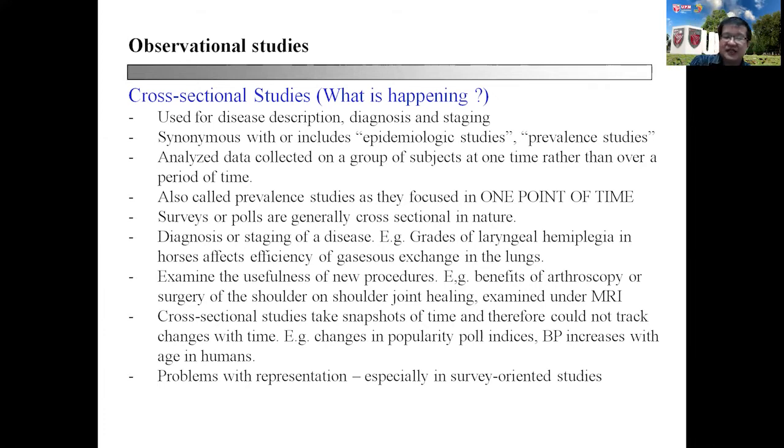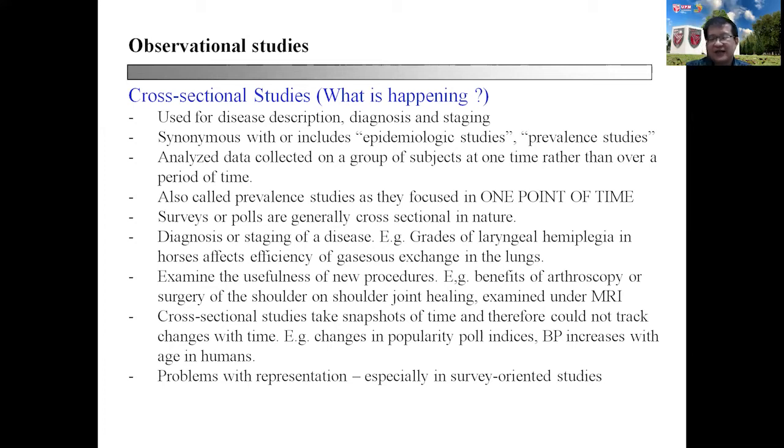So as I mentioned earlier, this is actually a snapshot in time. But sometimes people tend to call it prevalence studies because they tend to focus at one point in a defined time frame. Examples may include surveys and polls, because surveys and polls are generally cross-sectional in nature. In this case, these cross-sectional studies typically will also allow us to stage a disease.